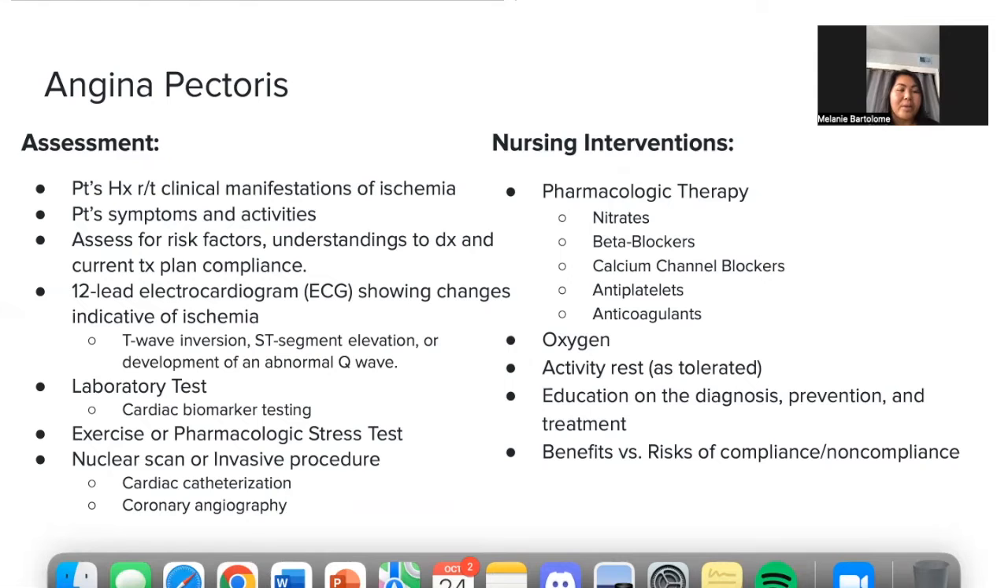Nursing interventions would be pharmacologic therapy such as nitrates, beta blockers, calcium channel blockers, antiplatelets, or anticoagulants. You can also do oxygen therapy, activity rest as tolerated, and then you want to make sure you educate the patient on the diagnosis, how to prevent and how to treat, and make sure they also understand the benefits versus risks of compliance and non-compliance to the treatment.